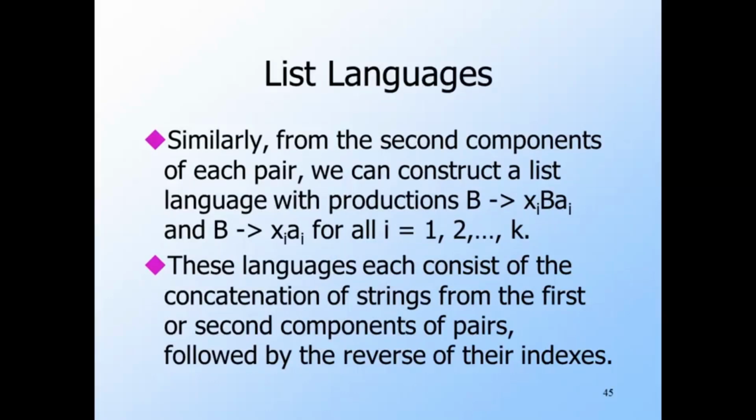The language of strings generated from A and B each consist of a concatenation of strings, either from the w_i's if it's A or the x_i's if it's B, and these are the first or second components of the pairs. They're followed by the reverse of the sequence of indexes of the pairs from which these strings came.